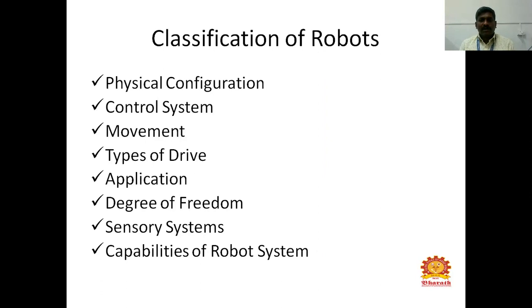Classification of robots. There are a lot of classifications of robots, so depending upon the work and task, we can classify the robot. Okay, we can split up the robot by physical configuration, control system used, movement used, types of drives, application, degree of freedom, sensory system, and the capabilities of the robot system. These are based on the application and task. We can classify the robot.